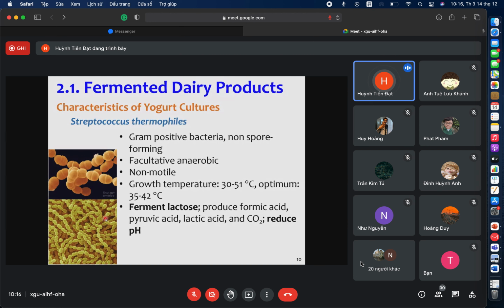Okay, so we talk about some characteristics of the yogurt culture. So we talk about Streptococcus thermophilus. Do you think about thermophilus, what does it mean? What is the meaning of thermophilus? They can work at a little bit higher temperature.